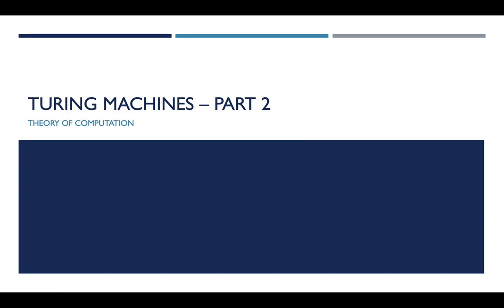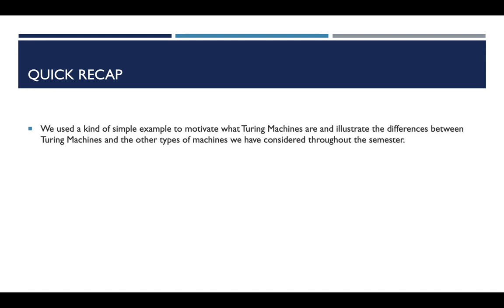Okay, so we're back, and what we're going to try to do today is really talk about the rest of Turing machines and try to make it a little bit more formal than what we did in the last video. In that last video, we went through a seemingly simple example and used that example to motivate what a Turing machine is and to illustrate the differences between a Turing machine, its inner workings, and all of the other types of machines that we've talked about in the semester.